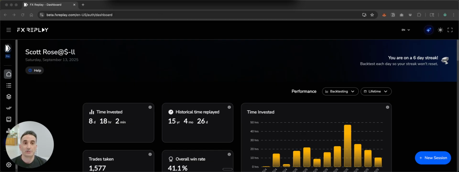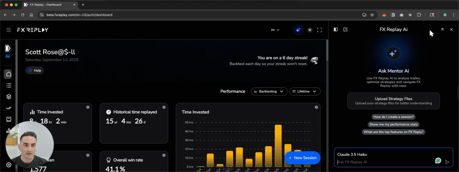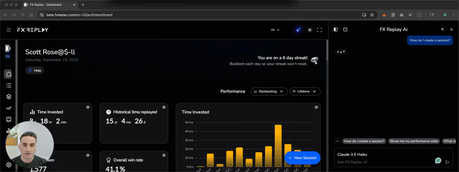I'm thrilled to introduce Mentor, our new AI assistant launching on beta. In this video, you'll see what Mentor does today, how to use it, and where we're headed. To use Mentor, click the Mentor icon on the top of the page. That'll open up Mentor. Ask your question, and you'll get an instant answer about trading and navigating FX Replay.